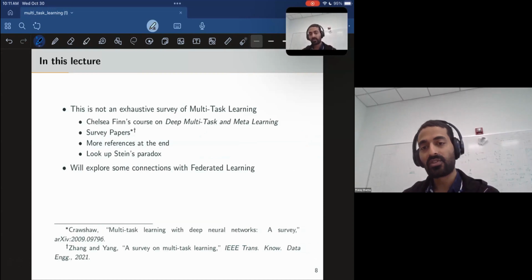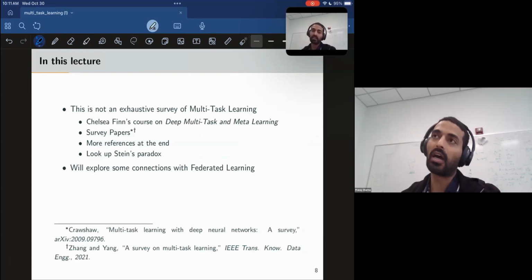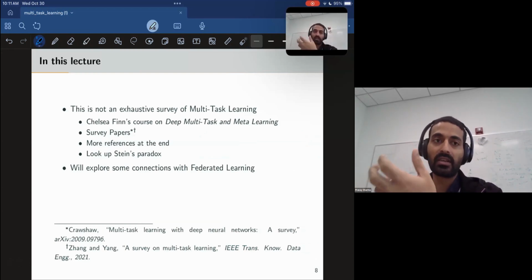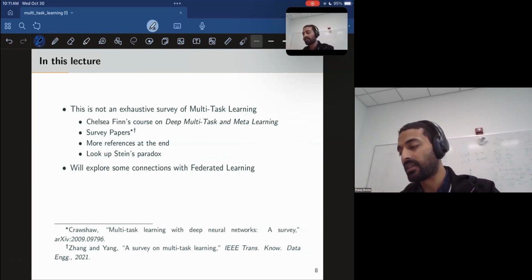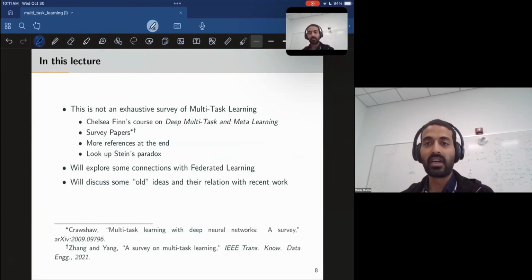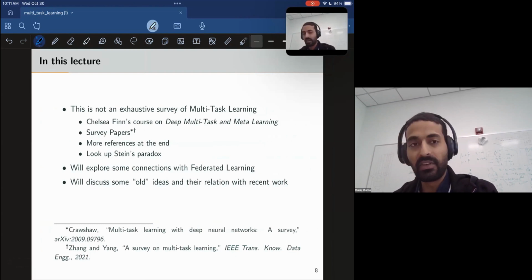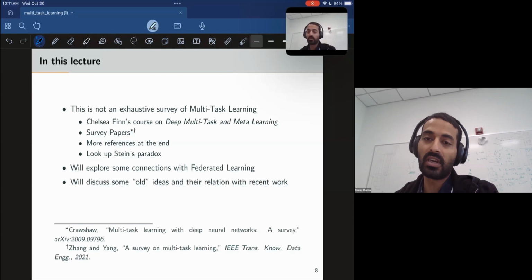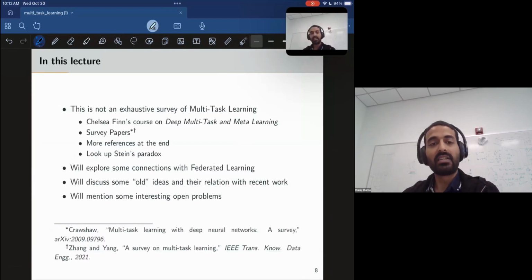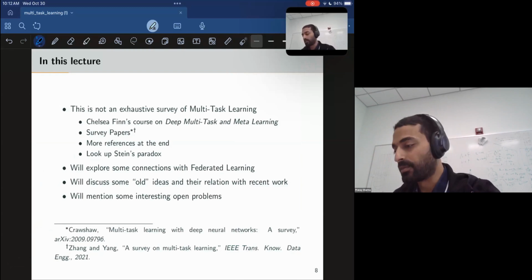Because this is a course on distributed and federated learning, we'll explore a lot of connections between multitask learning and federated learning, how different ideas from multitask learning have been borrowed in federated learning to achieve slightly different goals. We'll discuss some very old ideas. By very old, I mean they are from the mid 2000s, so about 15 to 20 years old. But we'll see how these ideas are used in quite recent work as well. And at the very end, I'll mention some interesting open problems.